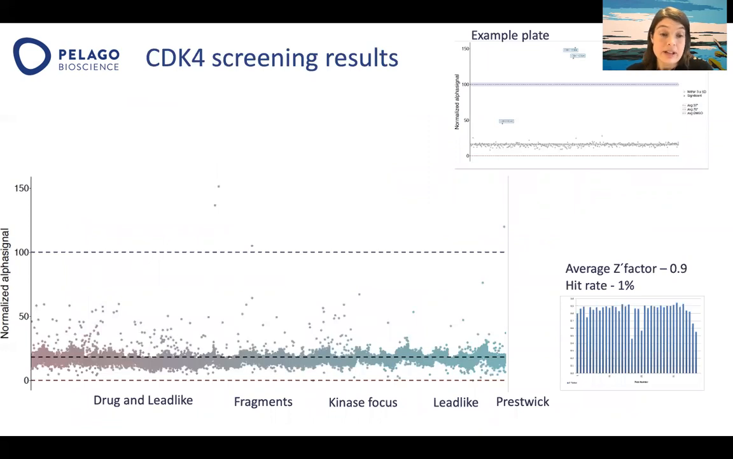This is the screening result for CDK4, where we have a hit rate around 1%. Primarily, this is stabilizing compounds. And the next step, we will profile them most probably in duplicates, potentially also screening at the second temperature.